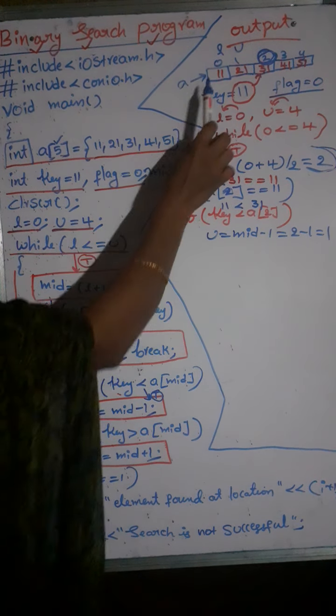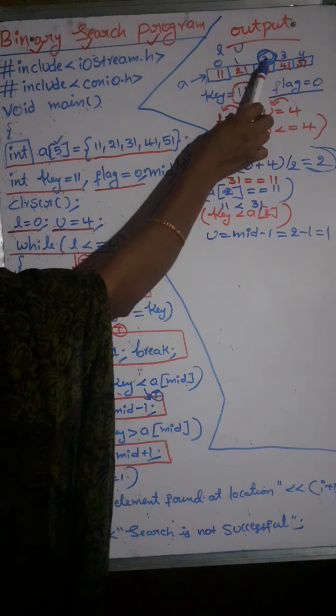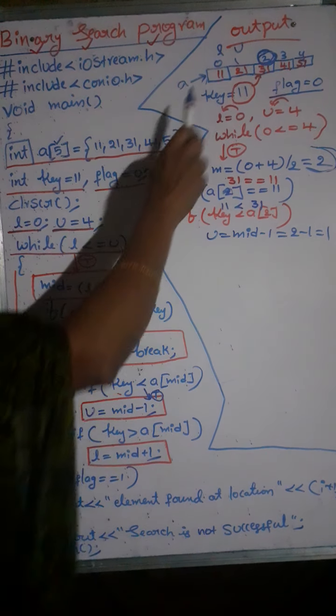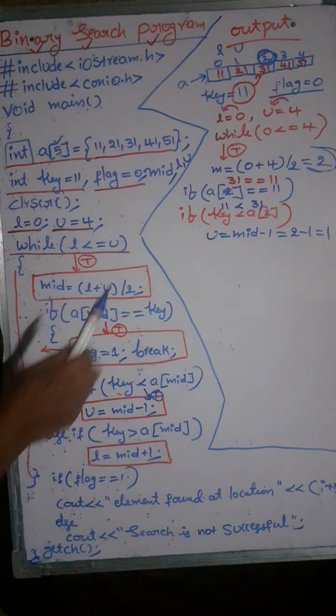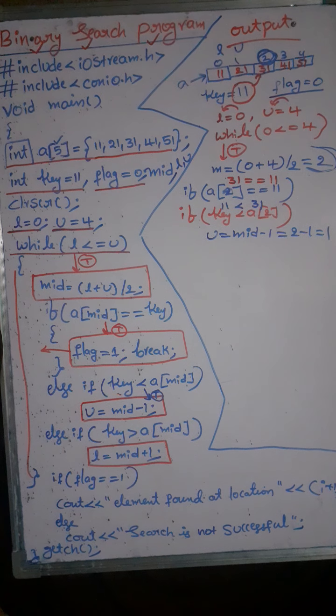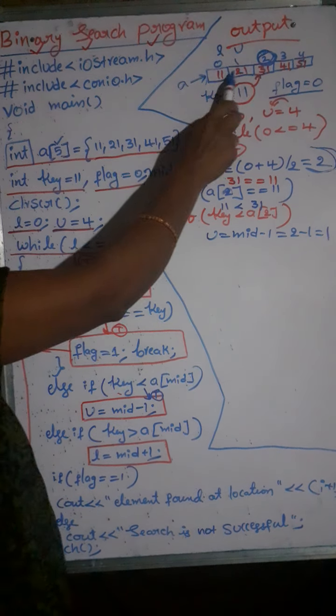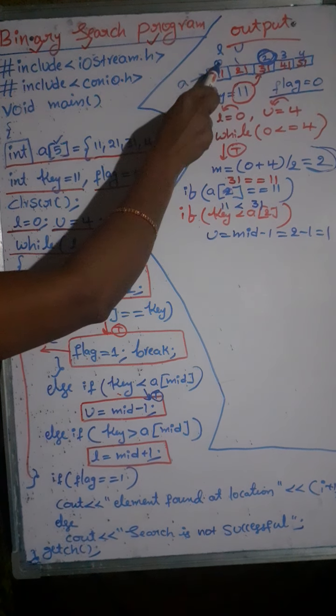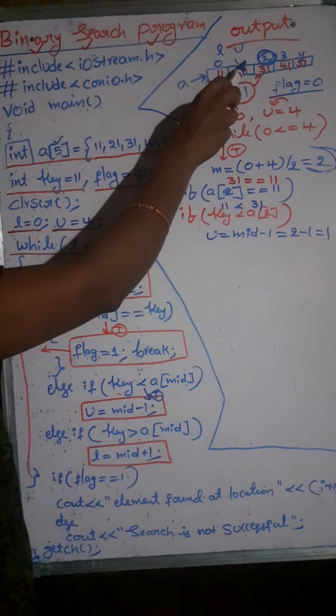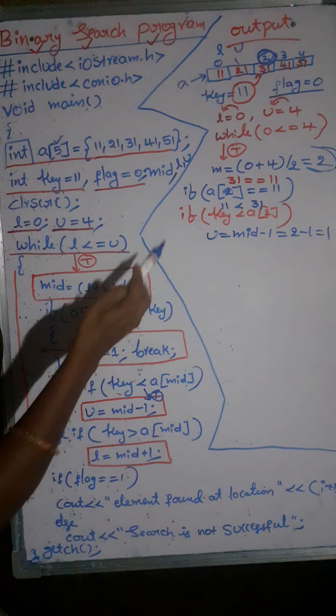Okay, that means we should check here only, right? We should check the left side of this list. We should check only the left side of 31. We should not check the right side of 31, because 11 is less than 31, so it should come in the left side of 31. So now what is the lower bound? 0. What is the upper bound? 1. So I have done this.